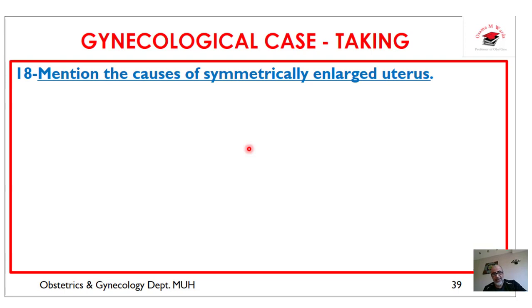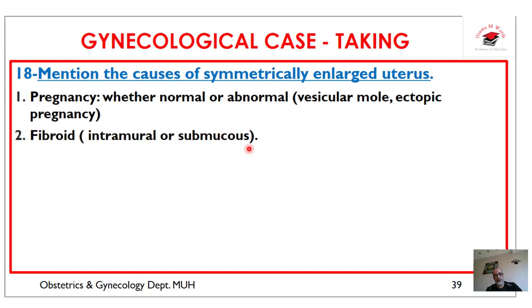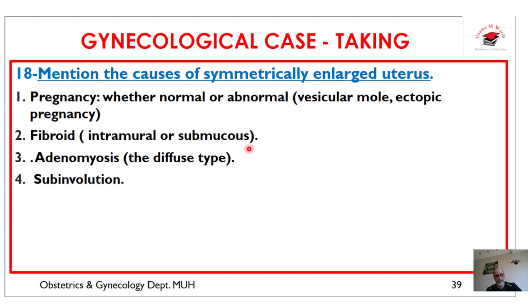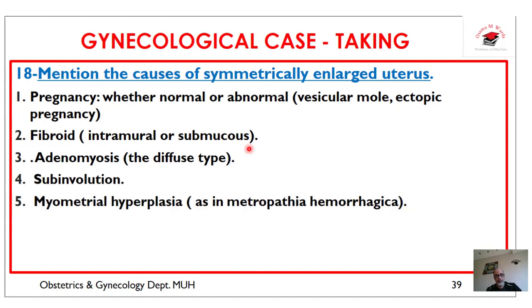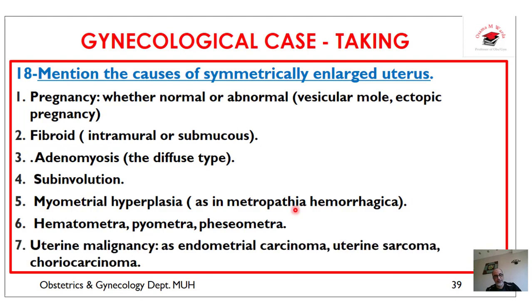Mention the causes of a symmetrically enlarged uterus. The causes include pregnancy, fibroid if it is intramural or submucous, adenomyosis if diffuse type, subinvolution of the uterus, myometrial hyperplasia previously called metropathia hemorrhagica, hematometra, pyometra or physometra. Physometra means the uterus is distended with gases from gas-forming organisms such as Clostridia welchii. Uterine malignancy such as endometrial carcinoma, uterine sarcoma or choriocarcinoma.